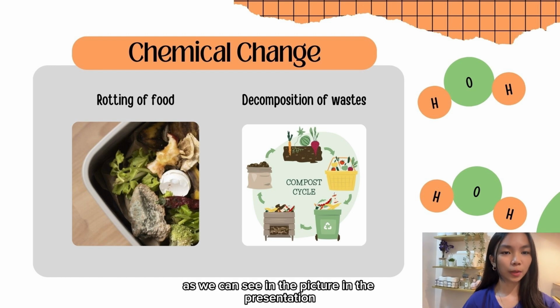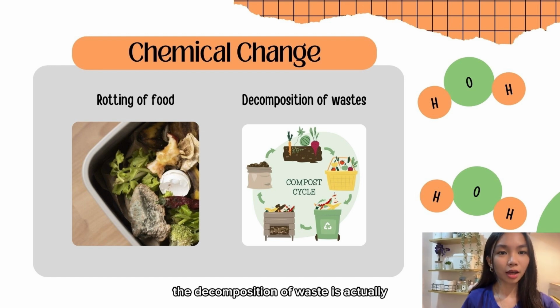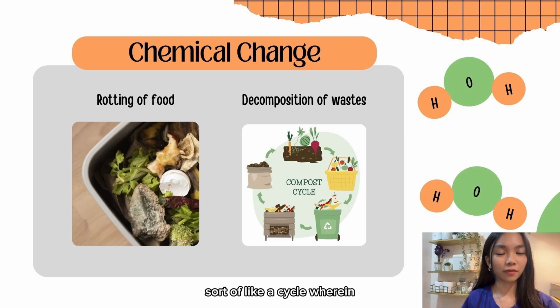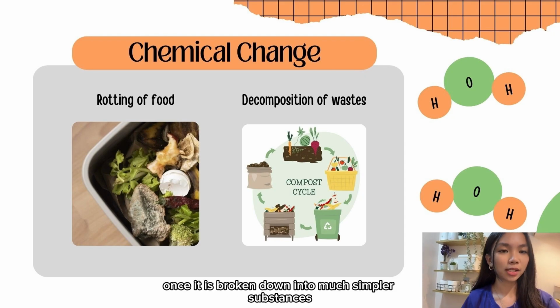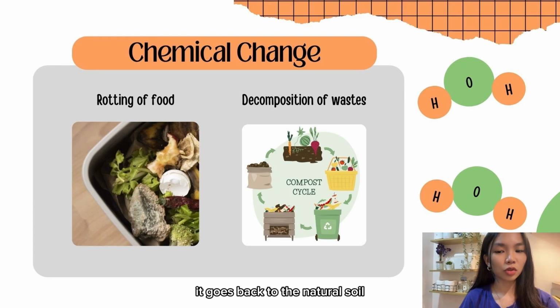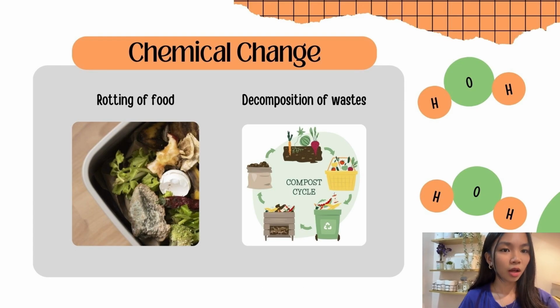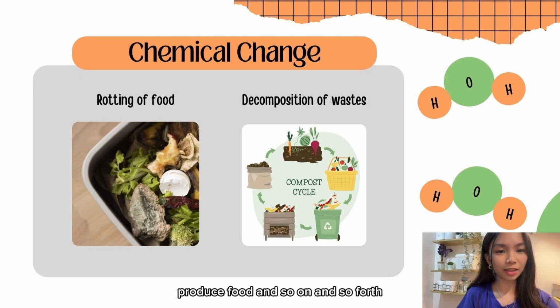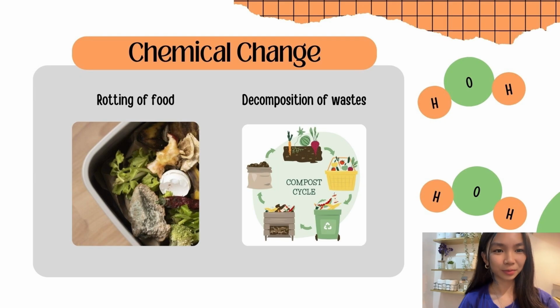As we can see in the picture in the presentation, the decomposition of waste is actually sort of like a cycle, wherein once it is broken down into much simpler substances, it goes back to the natural soil, which is where we produce food and so on and so forth.